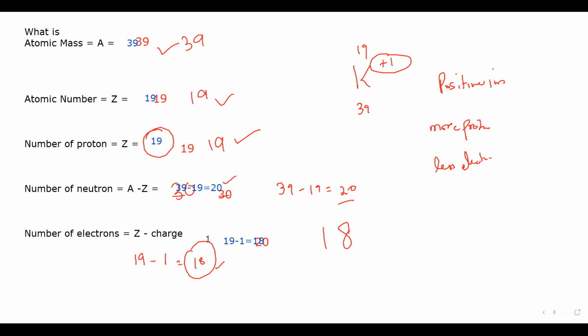And how is it positive? Because 19 protons are there and 18 electrons. So 19 protons means plus 19 and 18 electrons means minus 18. So the total charge will be 1 plus or plus 1. Is it clear?